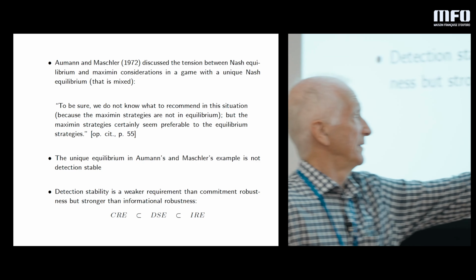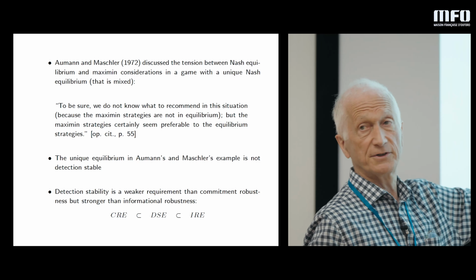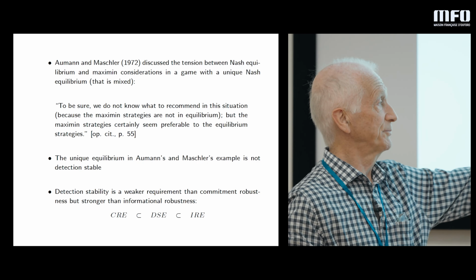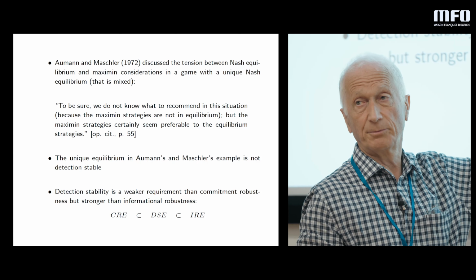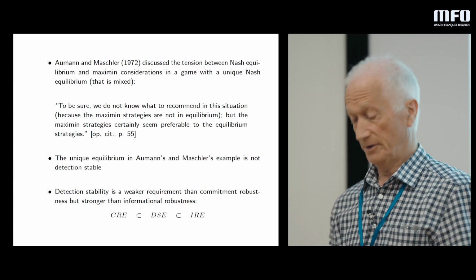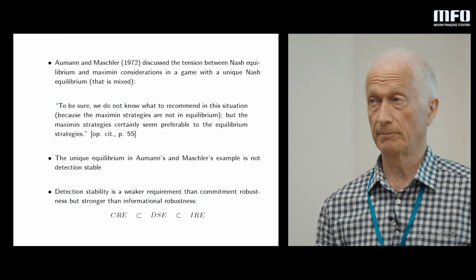It lies here. This is the commitment robustness of Rosenthal. That's a subset of our set of equilibria, which is a subset of those that Arthur Robson looked at, informational robustness. So it's in between those two, in terms of strength.